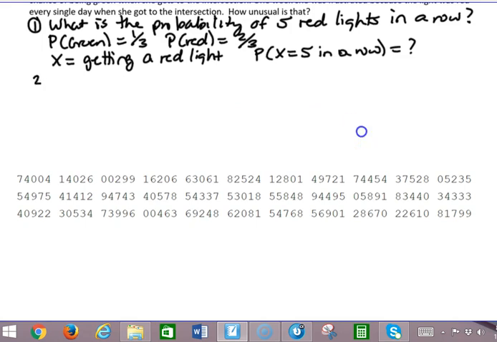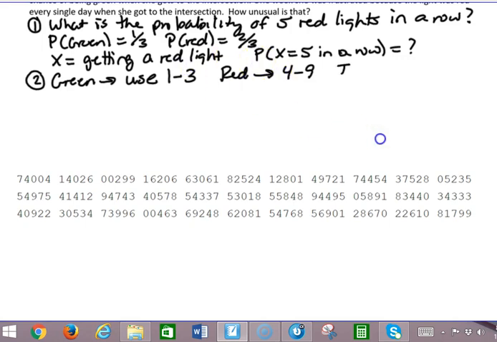So I'm going to say this, to represent the green light, I'm going to use 1 through 3. 1, 2, and 3. For the red light, I'm going to use 4 through 9. 4, 5, 6, 7, 8, 9. So there's 3 numbers representing green and 6 numbers representing red, which gives me the 1/3 and the 2/3 chance of getting a green or a red. And then I'm going to ignore 0. So I'm not even going to count 0 for anything. Anytime I see a 0, I'm just going to skip over it.